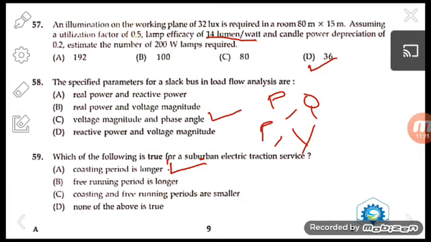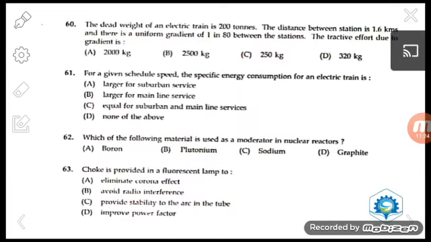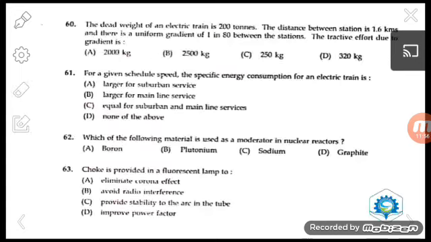And the next question is, the dead weight of an electric train is 200 tons. The distance between stations is 1.6 kilometers and there is a uniform gradient of 1 in 80 between the stations. The tractive effort due to gradient is, so this can be found out using the equation. The tractive effort equation will be equal to 10 into Wg. W is the weight of the train, given as 200 tons, and G is the gradient, also given as 1 by 80. So you will get the answer as 2500 kg. So option B is correct, 2500 kg is correct.